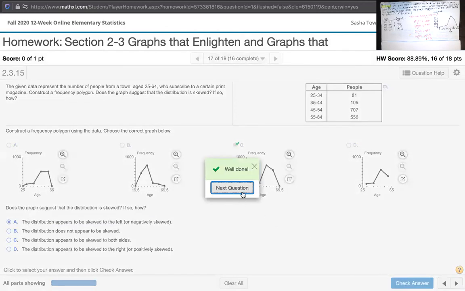So that is how you construct a frequency polygon by hand on paper. And remember, you're using the class midpoints and would-be class midpoints at the beginning and end. So you start at 0, you plot the frequencies, you end at 0, and then you just connect those dots with line segments.